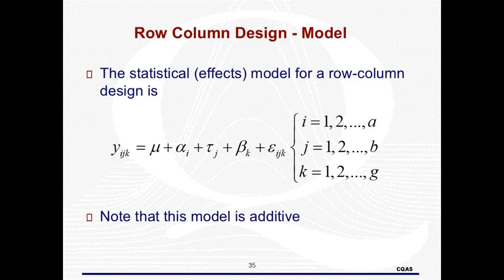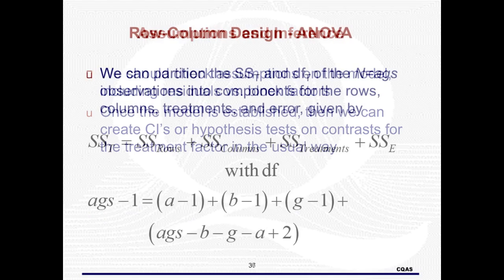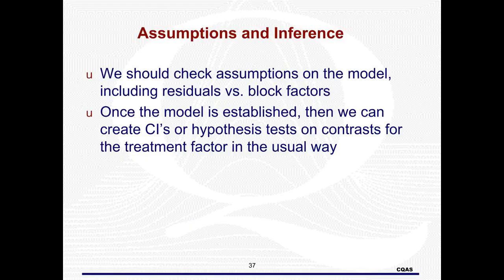The model now includes row effects, column effects, treatment effects, and error, still additive. We partition total variation into rows, columns, treatments, and error. Same logic as before, just extended. We check assumptions and then proceed with inference on treatments as usual.